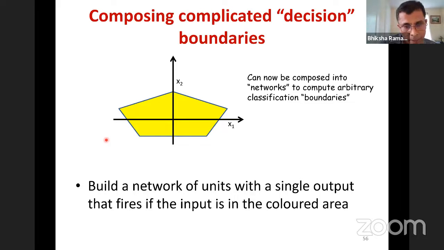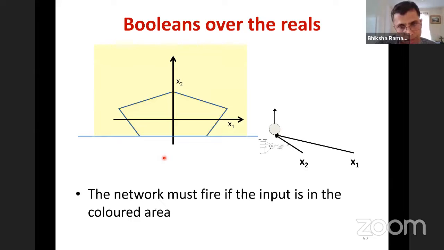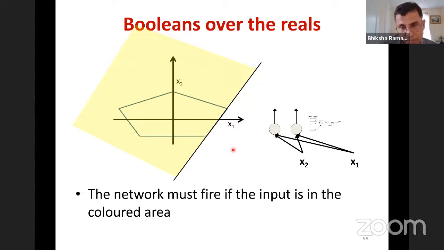Consider this pentagon. We want a network that outputs a 1 if the input is inside the pentagon and 0 outside. So here's how we will do it. I'm going to start off with a first perceptron, which produces a 0 when the input is in this white region, and a 1 when the input is in the yellow region, which basically captures the lower boundary of the pentagon. Then I will have a second perceptron over here, which similarly captures this edge of the pentagon, producing a 1 on the yellow side and a 0 on the white side.